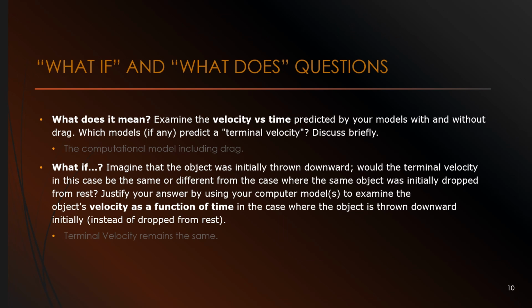And now the what if and what does questions. Basically, what does it mean? The computational model including drag is going to be the only one that's going to predict a terminal velocity, as shown before on the previous page. The other one has a constant velocity, and thus we cannot really predict where terminal velocity would be. And if an object was thrown downwards, the terminal velocity would remain the same since the variables that it is calculated by are not impacted by being thrown downwards.